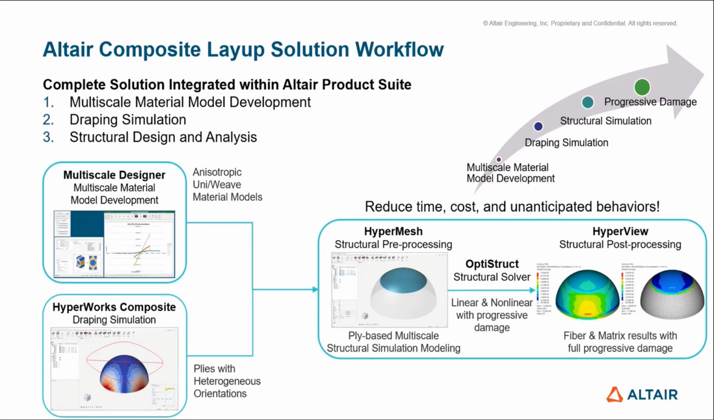Combining those two, the Multiscale Designer material model and the draping simulation, you can then work your way through to fully create your model and solve it, for example, with OptiStruct, our structural solver, to go either the linear way, or if you have Multiscale Designer, you can not just go the nonlinear solution route, but also include progressive damage that Multiscale provides. Meaning in the post-processing, you will have access to fiber matrix results with full progressive damage.